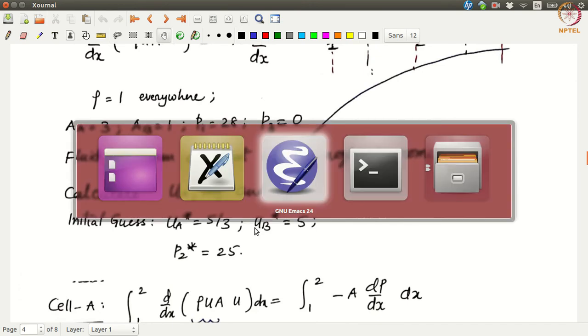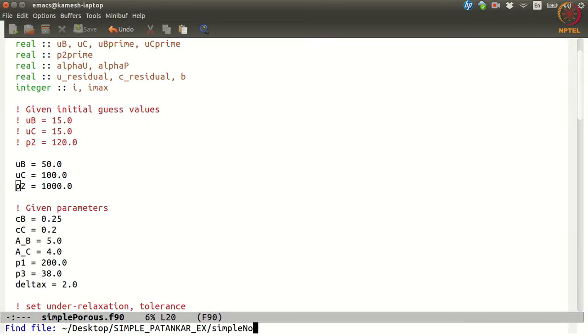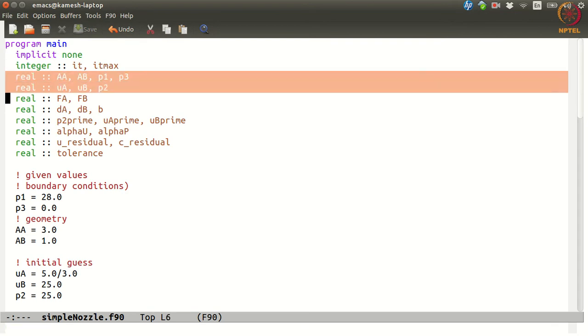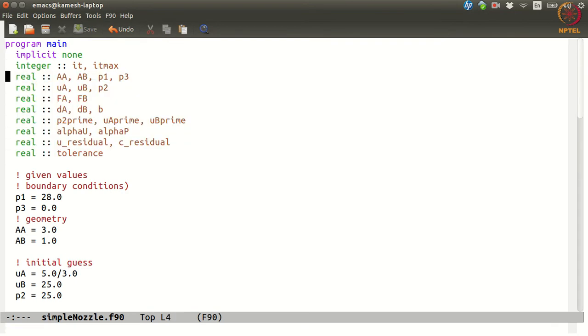Okay, so let us see what the second problem looks like. Simple nozzle. Again these are the declarations of the variables: we have AA, AB, the cross-sectional areas, and then P1 and P3 are the pressures, and UA, UB are the velocities, right? P2 is the pressure. Essentially we have to calculate these values. Then FA and FB are the flow rates, and DA, DB are the coefficients that we get in the prime equations. Similarly we have P2 prime, UA prime and UB prime, the velocity and pressure corrections, and then we have alpha U and alpha P.